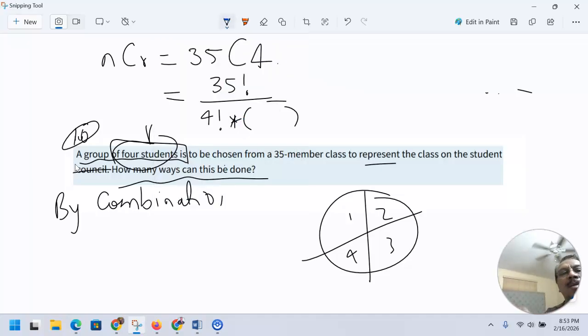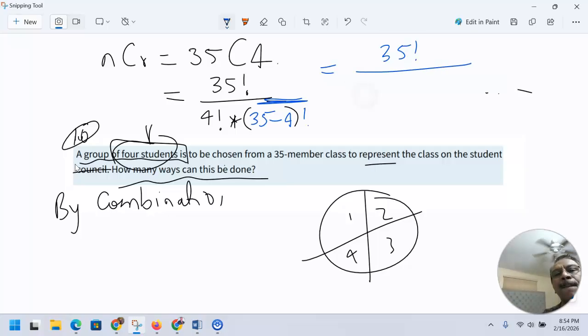Okay, so you subtract the 35, that's the total number of students, minus 4. I'm showing all the steps here, but eventually we are going to write a shortcut. This will be 35 factorial divided by 4 factorial, and if you subtract this, this becomes 31 factorial. Now, the top number we can reduce.